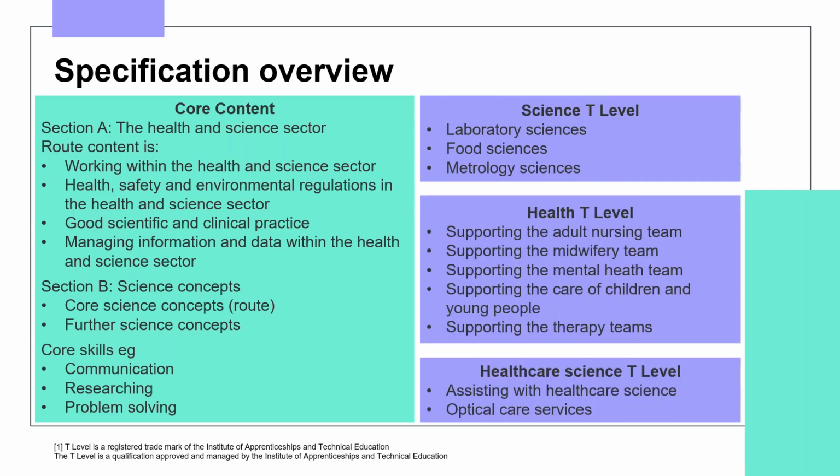Then we have the content and knowledge specific for an occupational role. And these are the occupational specialisms that are currently live for the 3 different T-Level pathways of science, health, and healthcare science. The content, knowledge, and skills will be different from one specialism to another, as it is all about having the threshold competency for that occupational role.